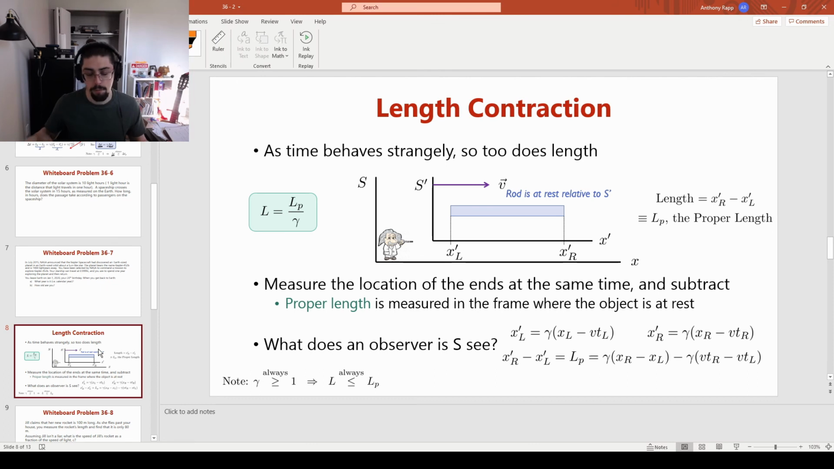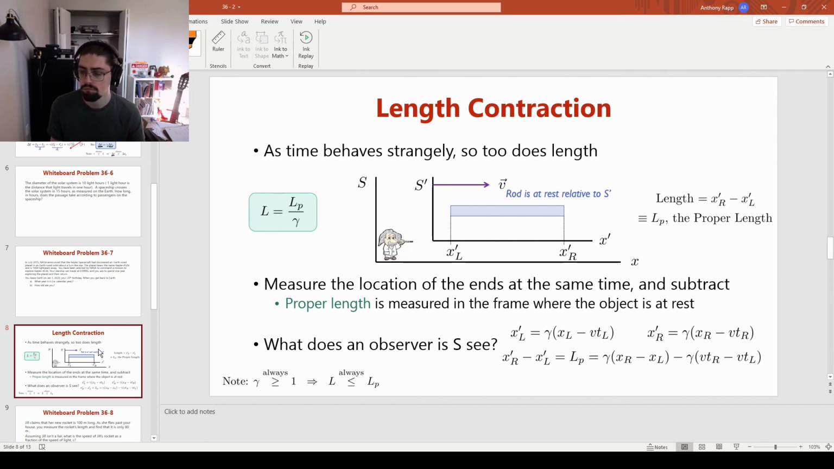You've got to measure the plank yourself. That's what you get for the proper length. If the plank is flying through the air, then all bets are off, right? You're going to get something else. And so what we can do with this one, the way that we can try and relate these two things together, is we can do something a lot like what we just saw with time.